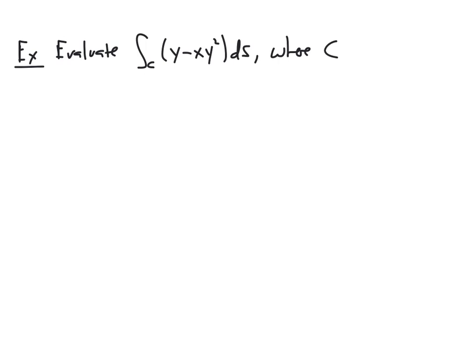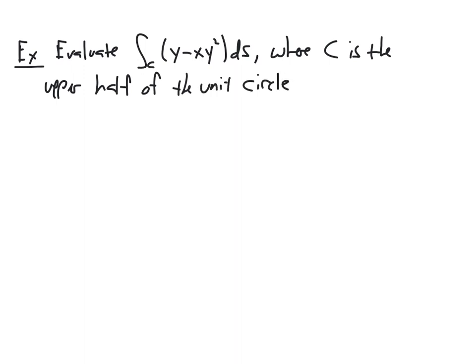So let's take a look at a quick example. So let's say we wanted to evaluate the line integral over C of the function y minus x y squared, where C is the upper half of the unit circle, traversed counterclockwise, which I'll abbreviate as CCW.